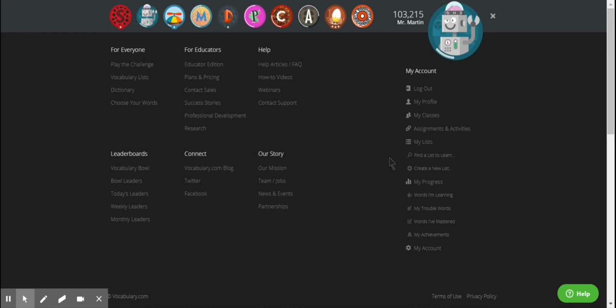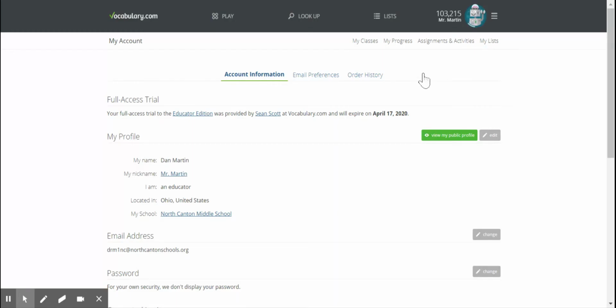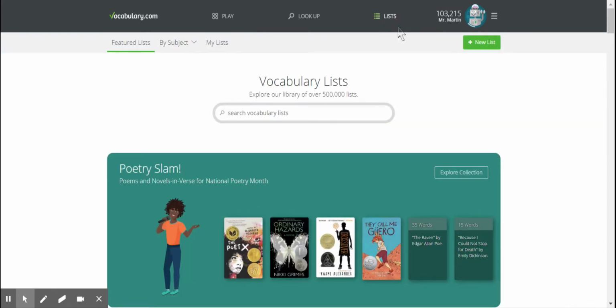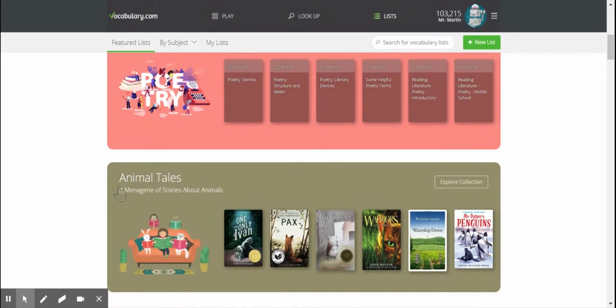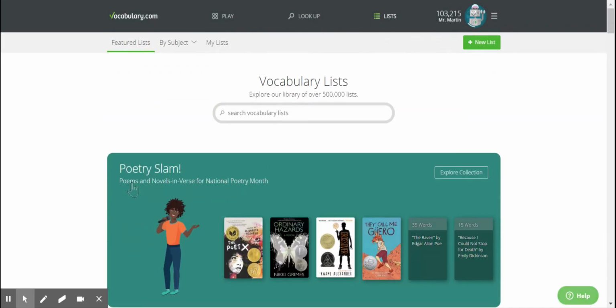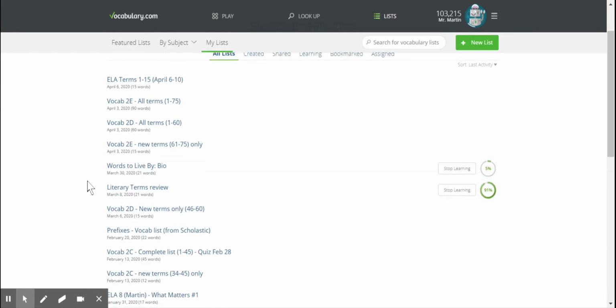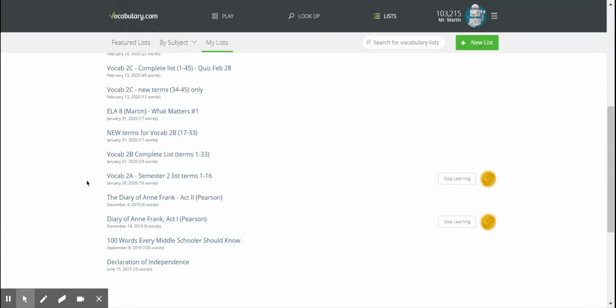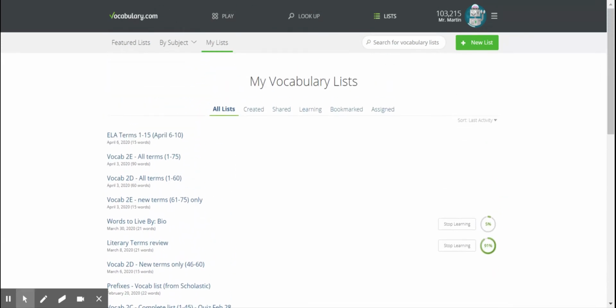I'm in kind of like my homepage thing here. What I want to do is back out to, will that take me to, okay. What I'm really looking for here is this bar across the top that says lists. When I click on lists, now it takes me to a whole bunch of lists, and I'm not necessarily interested in all those. What I'm really interested in is this little thing here called My Lists. When I click on My Lists, you can see lots of lists that I've used already this year.